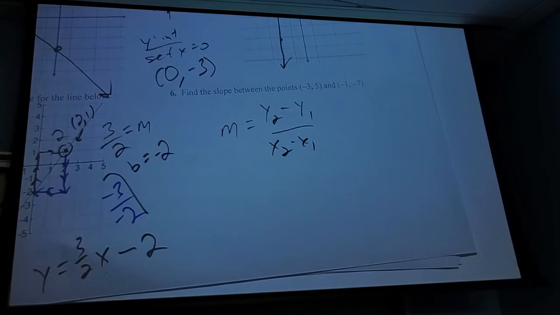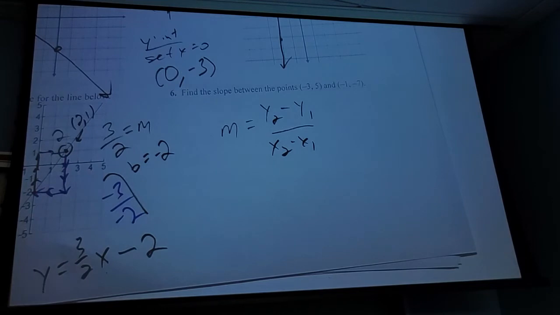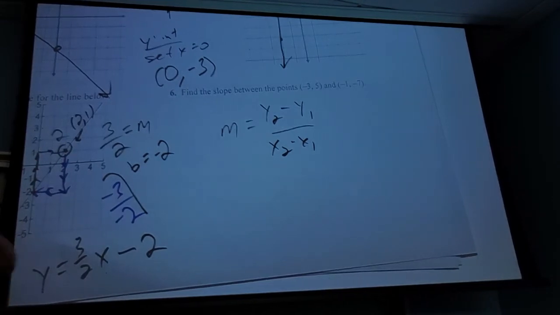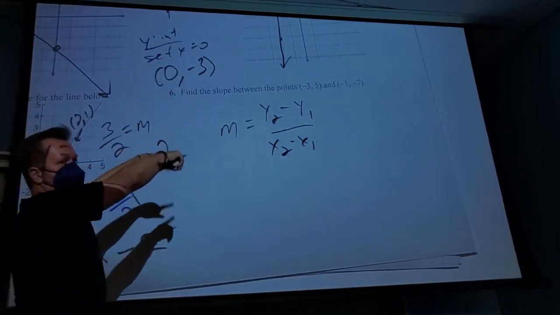Can you do vice versa? Say again? Can you do vice versa with the first ones? Can you do like y1 minus y2? You totally could. It's arbitrary. Which point is the second point? Do you think it's -1, -7? No, because I gave the second point first. No, it doesn't matter. Whatever I call the second point, whatever I call the first point, I just have to do that.